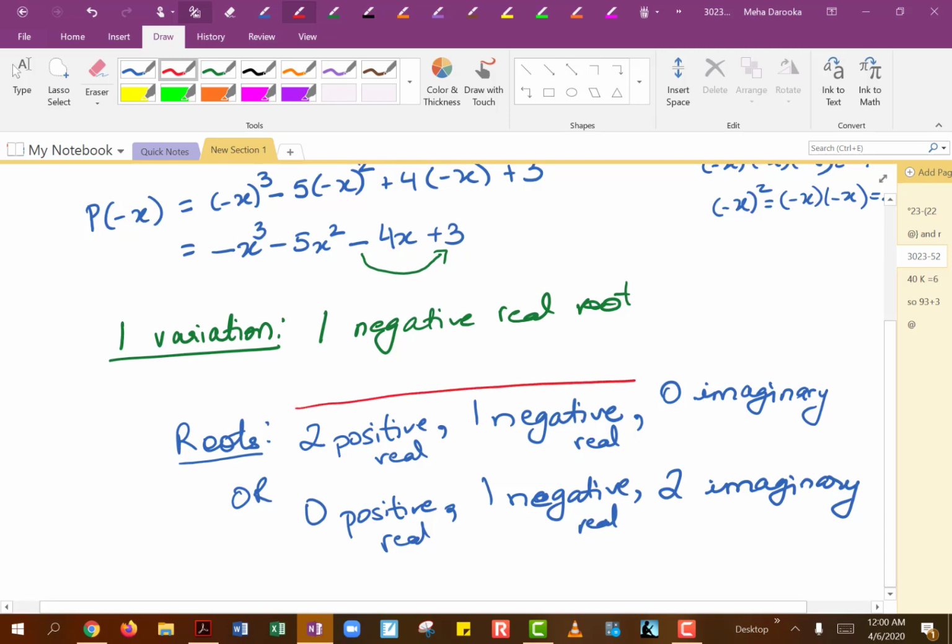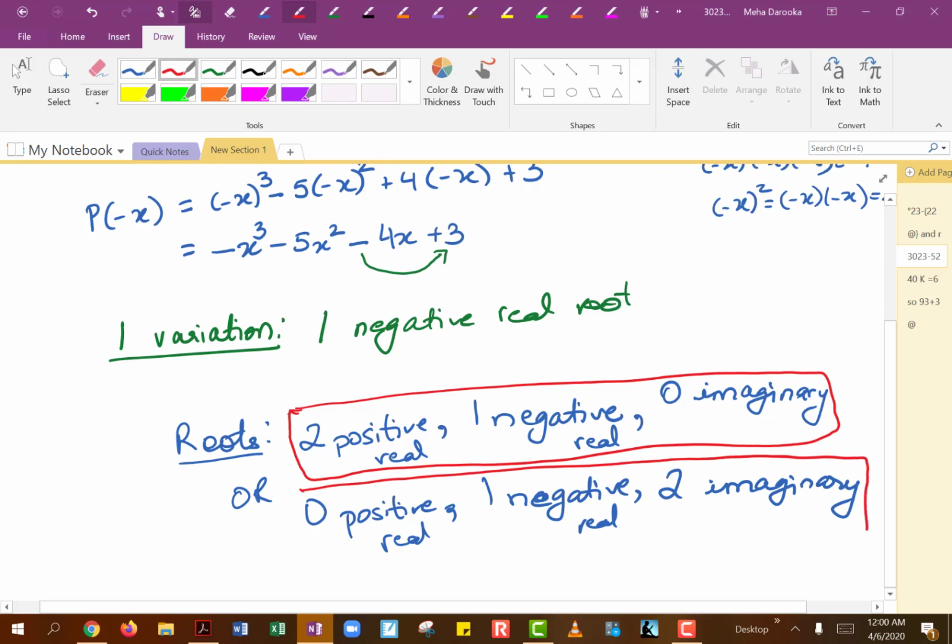So your two options would be you either have 2 positive real, 1 negative real, which means no imaginary, or you can have no positive real roots, you can have 1 negative real root, and that means we would have 2 imaginary. So it's going to be one or the other option, and of course if we solve this, then we will know what kind of roots we are going to have.